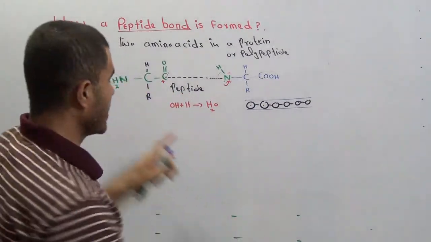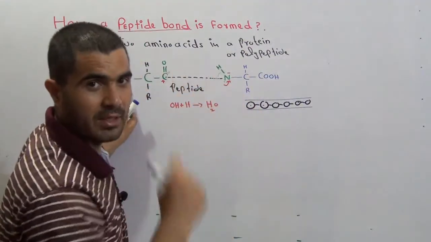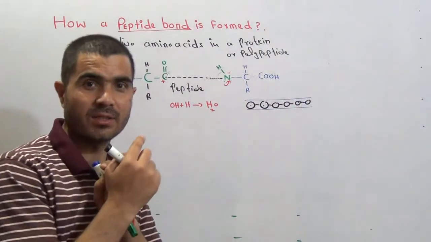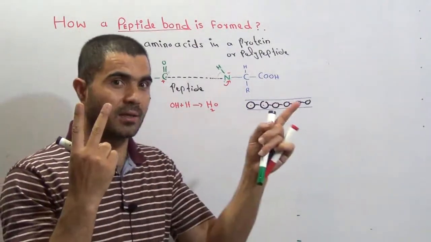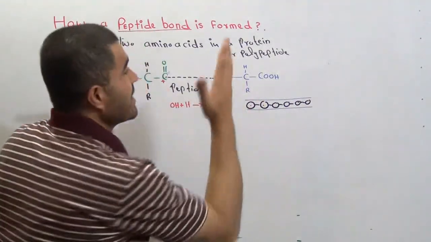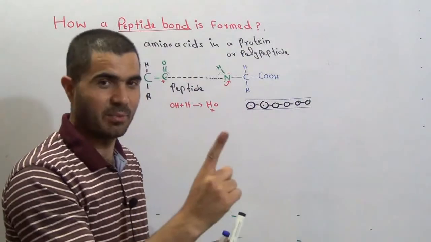A dipeptide means there are two amino acids and one peptide bond. Dipeptide does not mean two peptide bonds. Students think di means two, two peptide bonds. No, this is a dipeptide, but it contains one peptide bond.